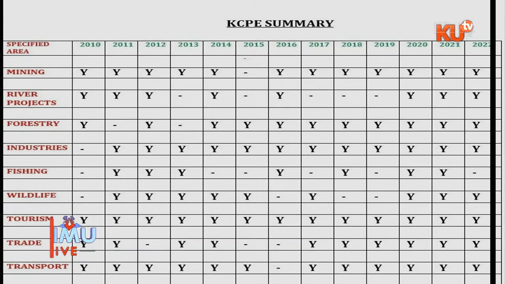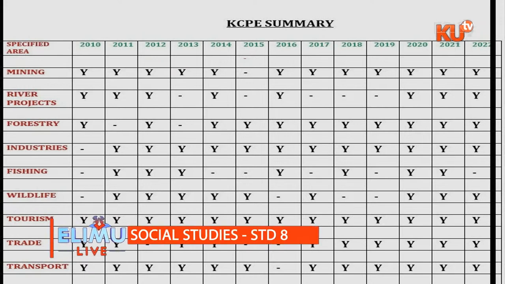Look at forestry from 2010 to 2013, it missed 2011 and 2013. Then from 2014 up to last year 2022, that question has been coming. What does that tell you about forestry in 2023?